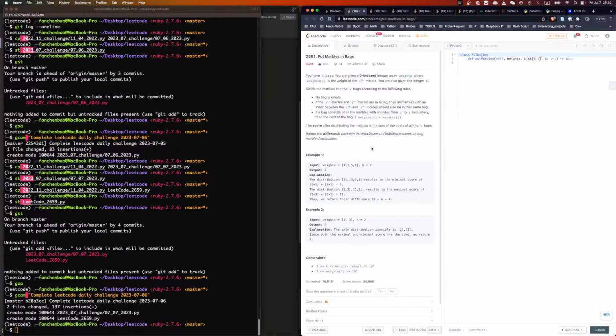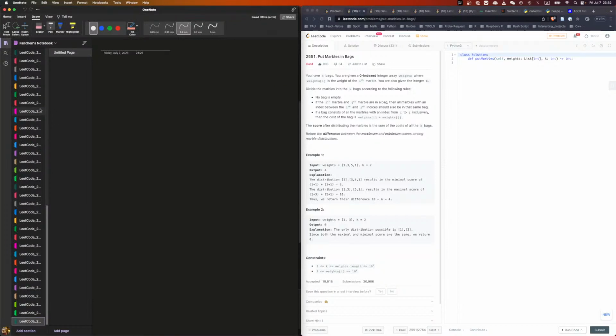Once you put that, what you need to know is the cost of each bag, the marbles with an index i and j. So the start and the end. And the score is to add them together. And we want the maximum and the minimum score among the distributions.